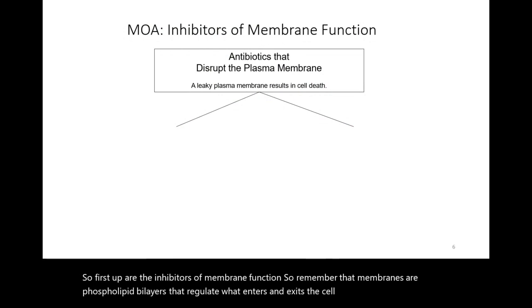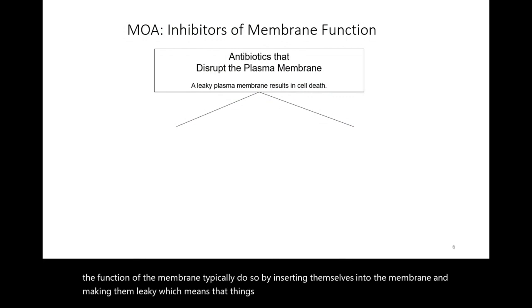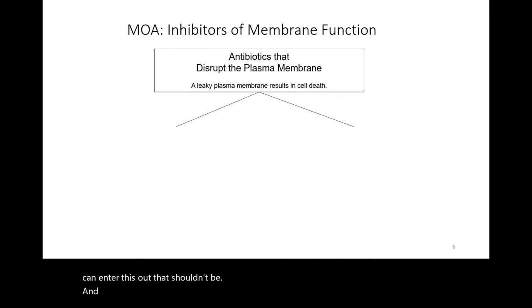And so antibiotics that affect the function of the membrane typically do so by inserting themselves into the membrane and making them leaky, which means that things can leak out of the cell or things can enter the cell that shouldn't be. And this can cause a depolarization of the membrane, which is going to be detrimental to the bacterial cells.